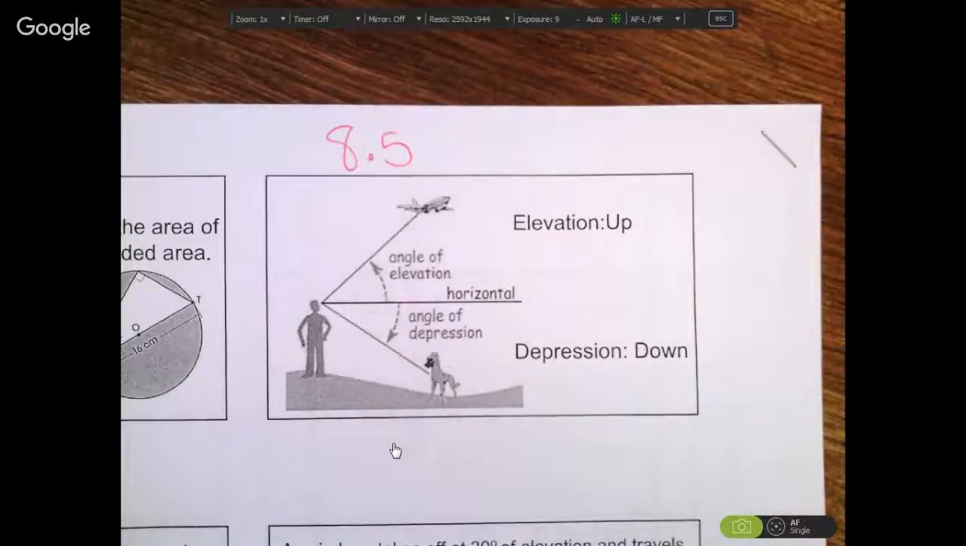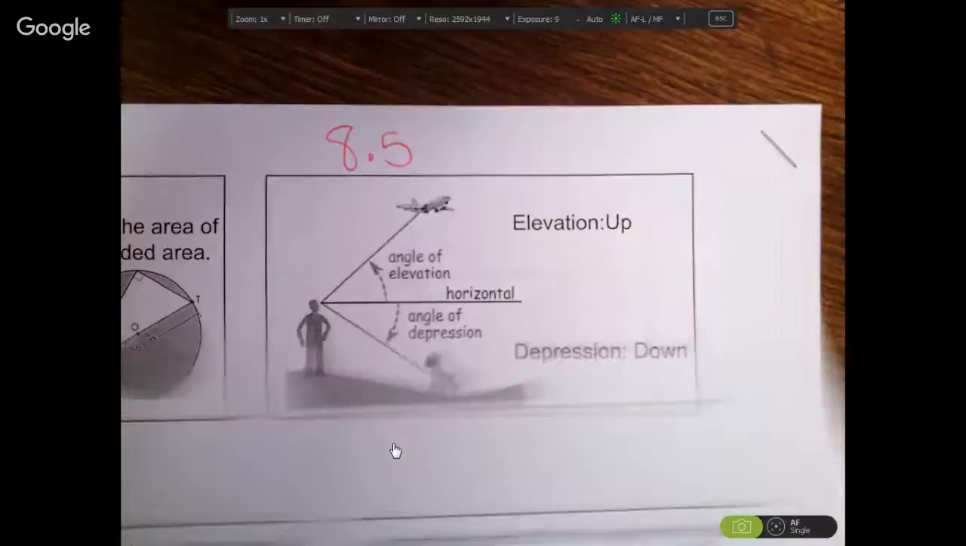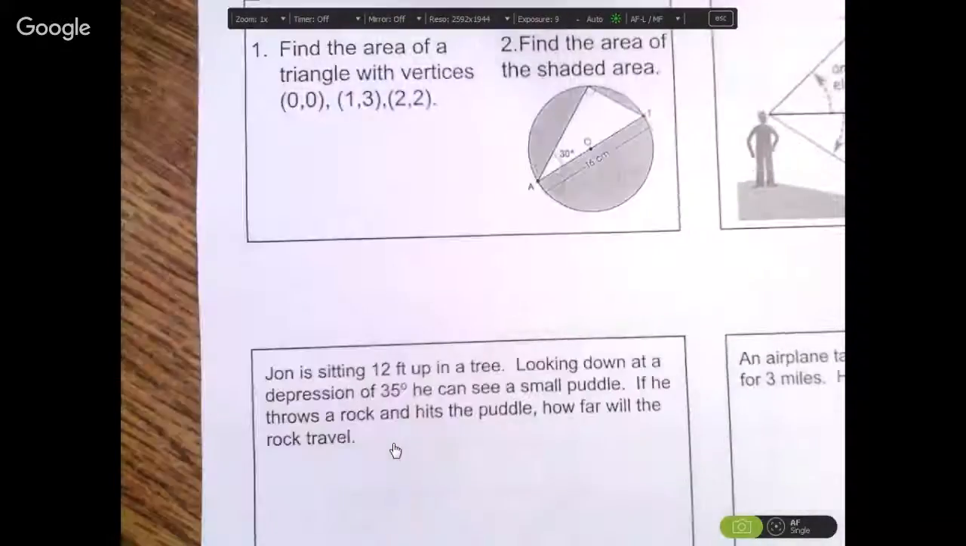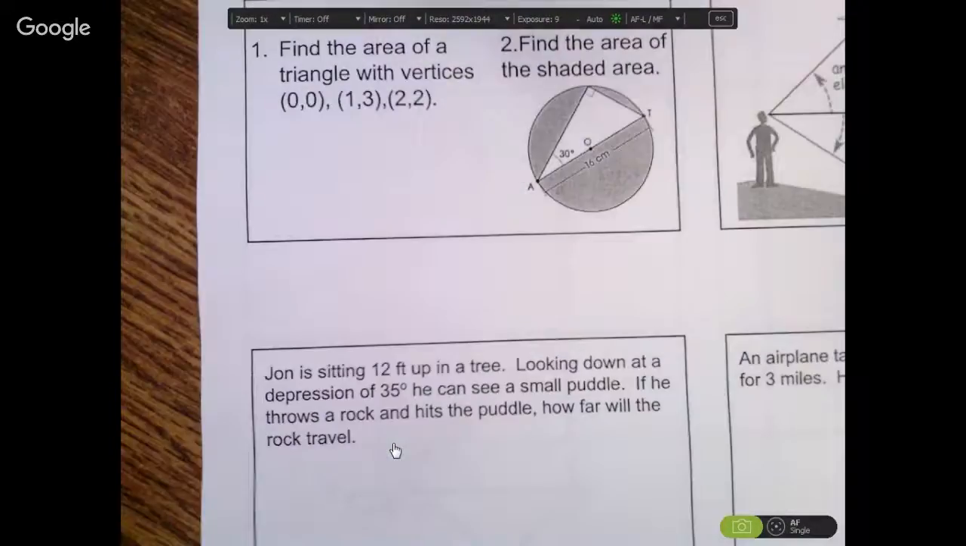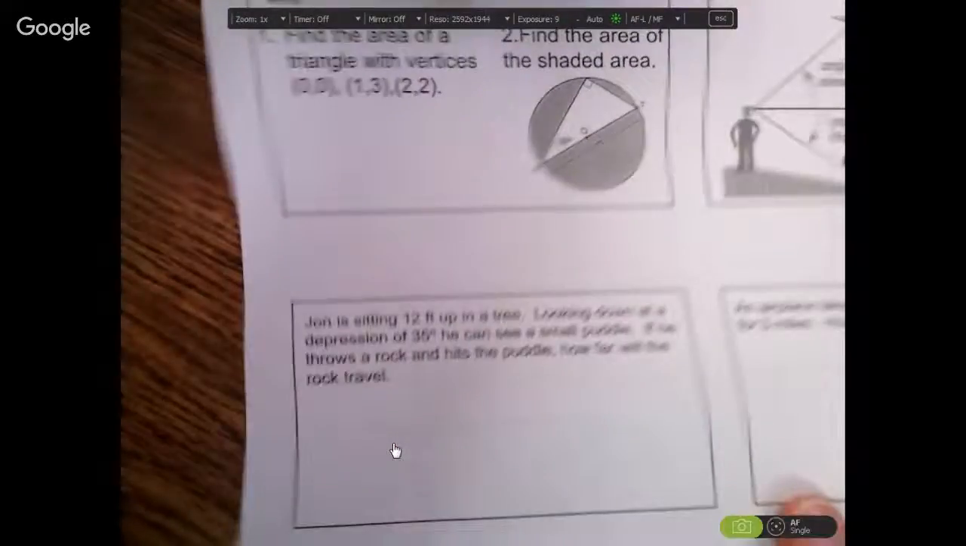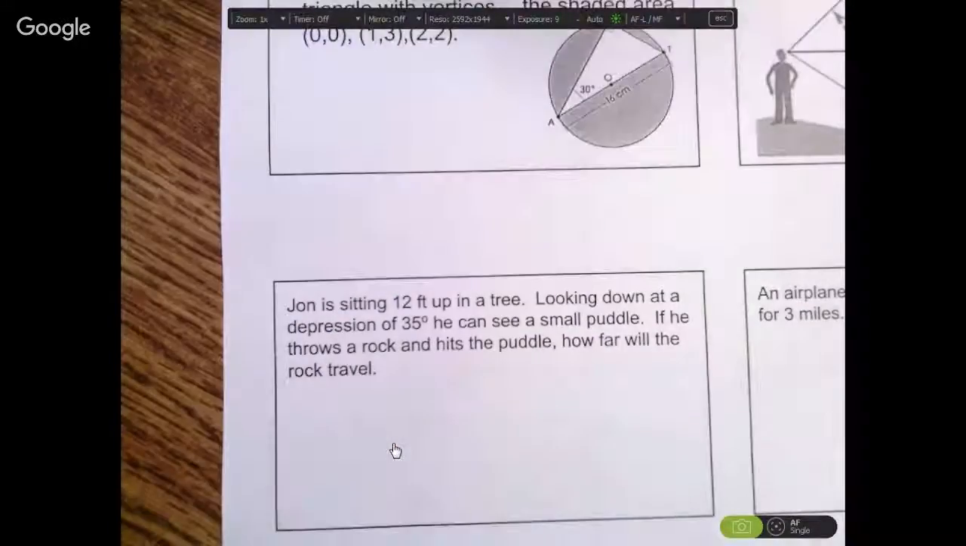Okay? So we'll jump right into a problem. John is sitting 12 feet up in a tree. Looking down at a depression of 35 degrees, he can see a small puddle. If he throws a rock and hits the puddle, how far will the rock travel? So we want to always draw a picture for these.